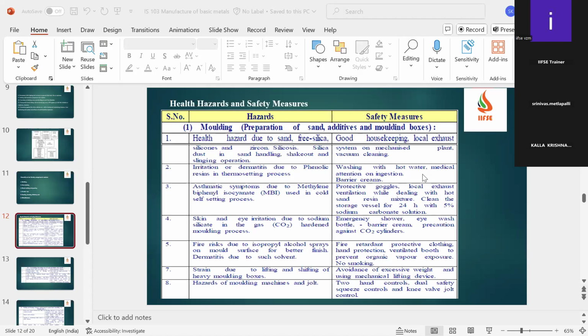Washing with hot water and medical attention on ingestion, barrier creams. So, irritation or dermatitis. How can we avoid it? Cleaning of the exposed body parts with hot water, and also in case of any ingestion. What is meant by ingestion?